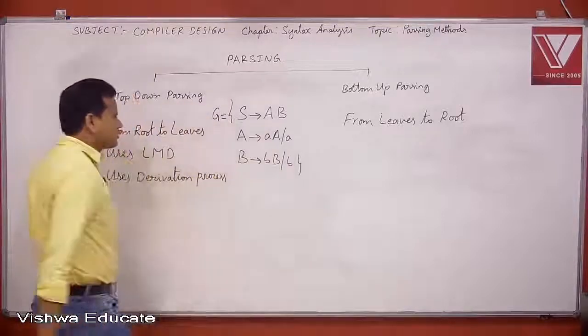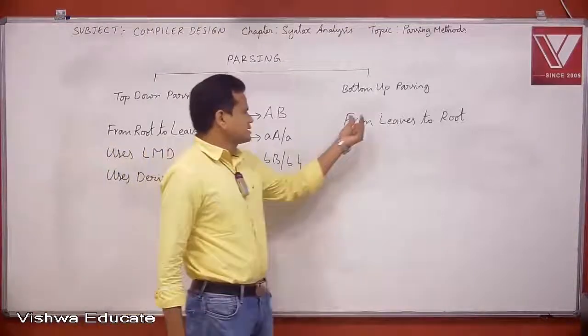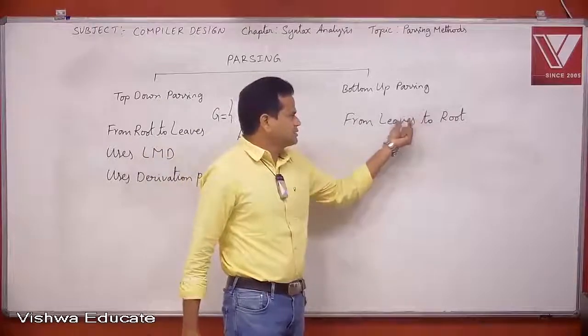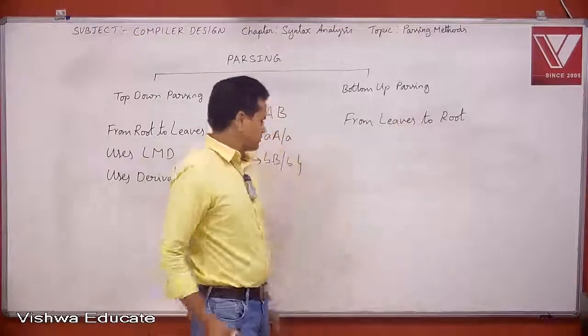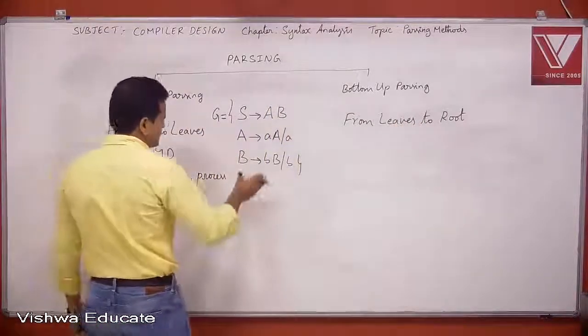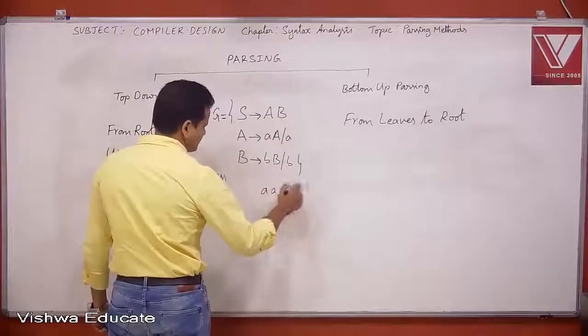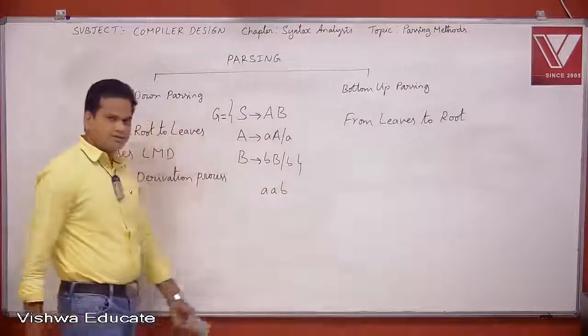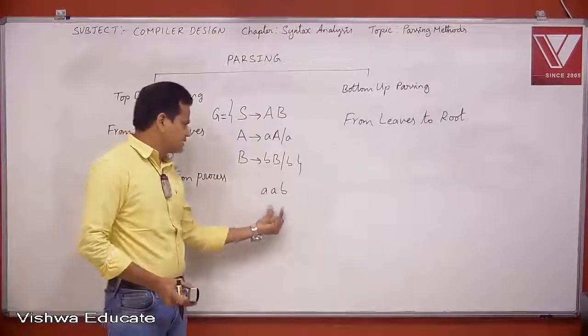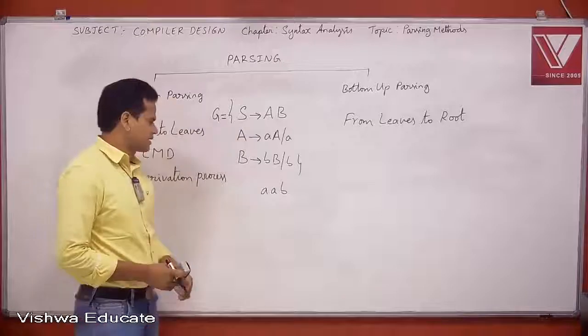Okay, what is bottom up? It takes the string and reduces that string to the start symbol. From this grammar we can derive the string AAB. We have seen this derivation. Now we take this string and we reduce this string to the start symbol.